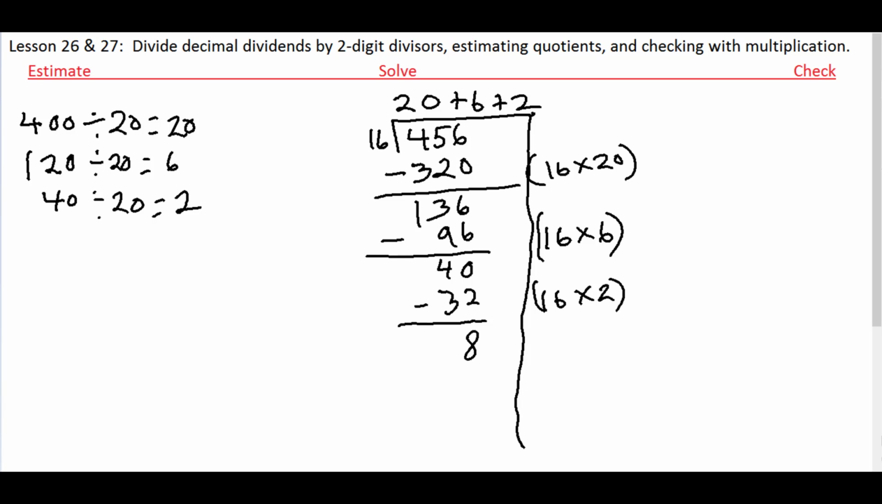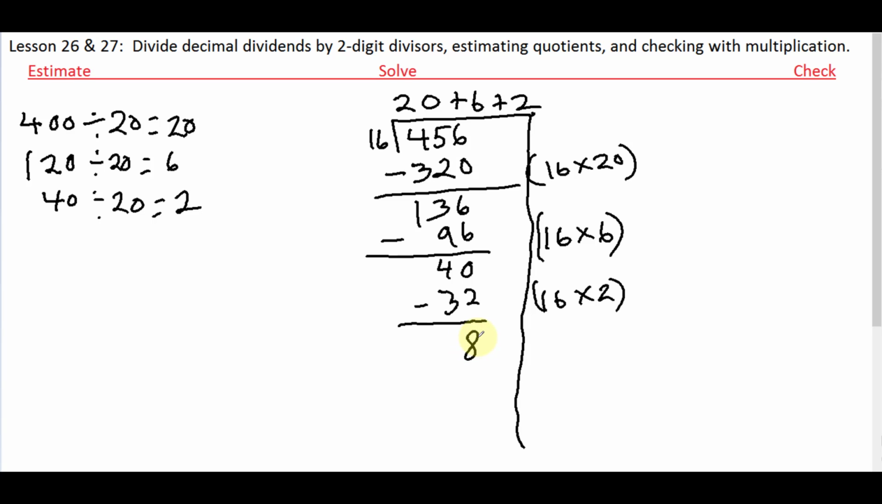Okay, this lesson will be good for both lessons 26 and 27. Divide decimal dividends by two-digit divisors with estimating quotients and checking with multiplication using partial quotients. As you can see, the problem has already been partially solved using strategies that have been previously taught. At this point after solving, we have partial quotients of 20, 6, and 2, and currently a remainder of 8.